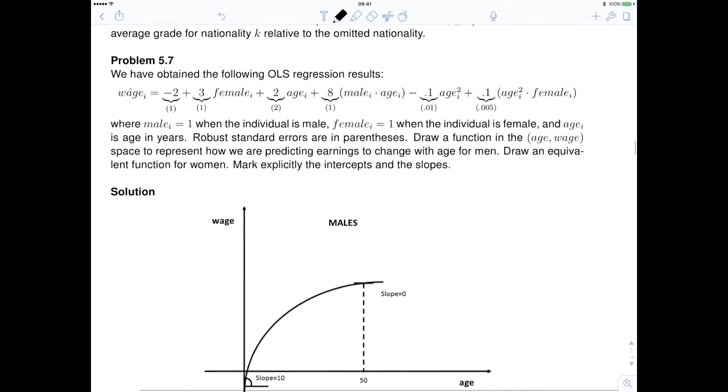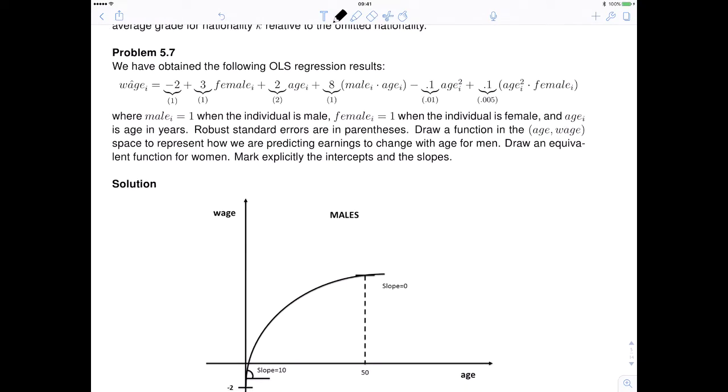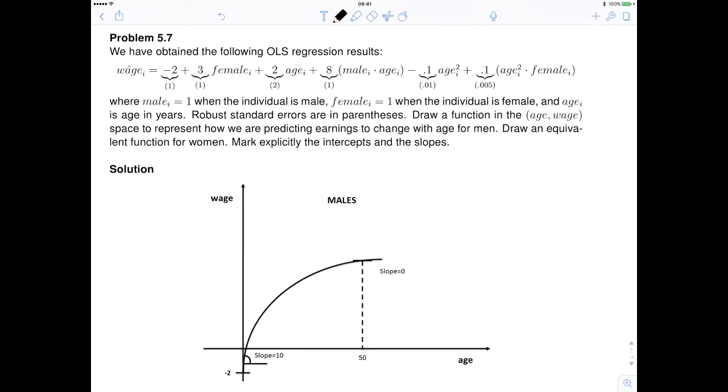Okay, 7. We've obtained the following OLS regression results, where male is equal to 1 when the individual is male, female is equal to 1 when the individual is female, age is age in years. Robust standard errors are in parentheses. Draw a function in the age-wage space that represents how we are predicting earnings to change with age for men.